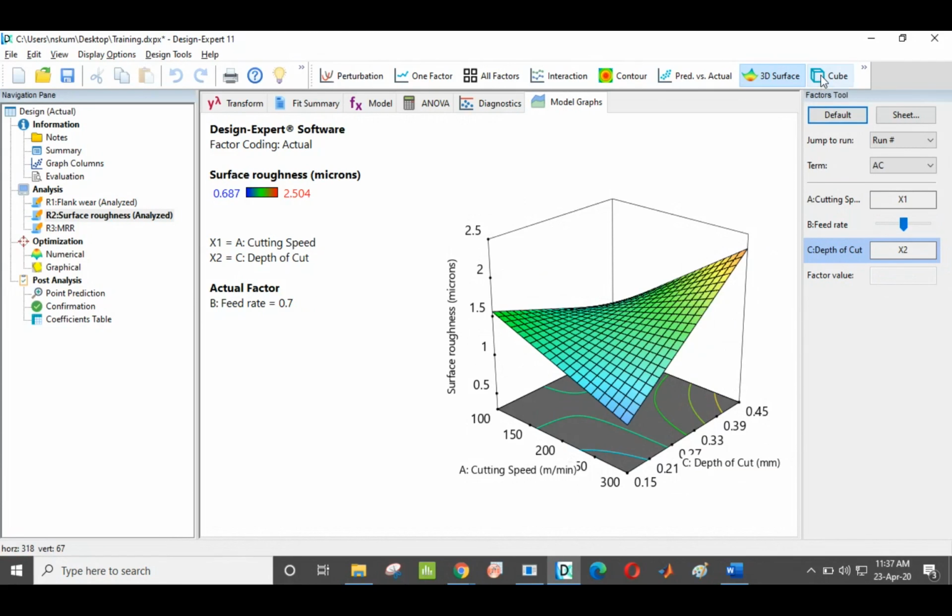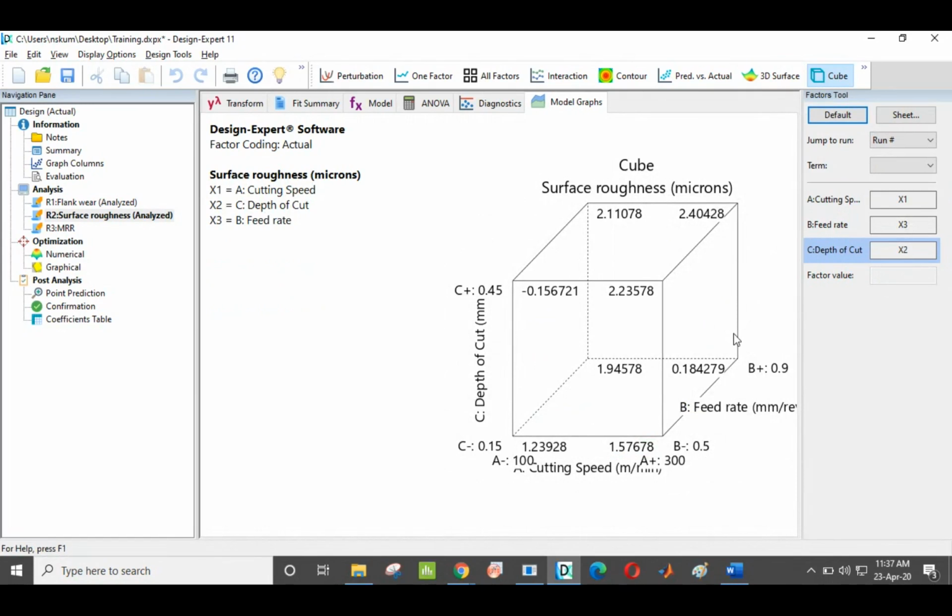Here comes the cube. The cube is drawn between the three input parameters and the output. Here you can see the cutting speed, then feed rate, depth of cut, and the surface roughness values on the edges. Speed varies from A 100 to A 300. When A is 100, the surface roughness is 1.23928. When the cutting speed is 300, the surface roughness is 1.57. Similarly, we can predict for different values.